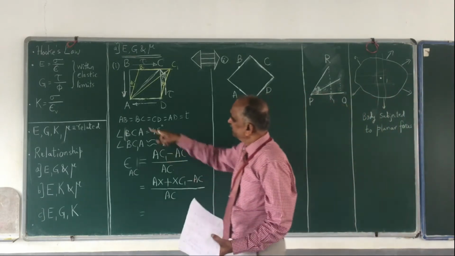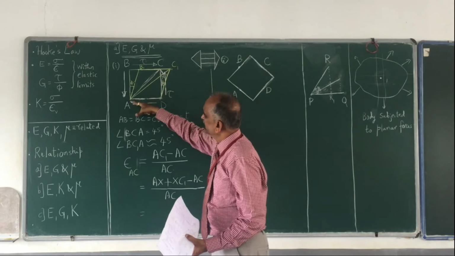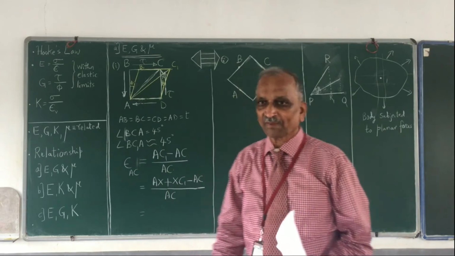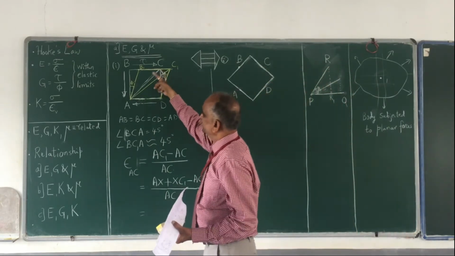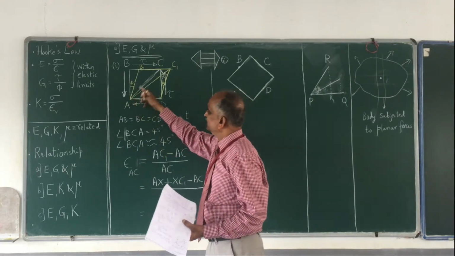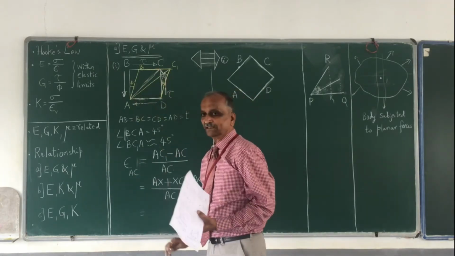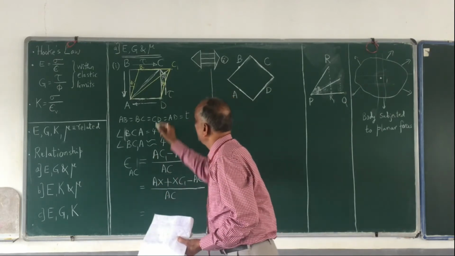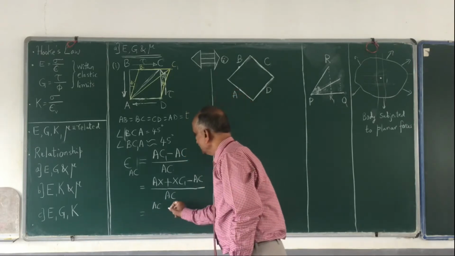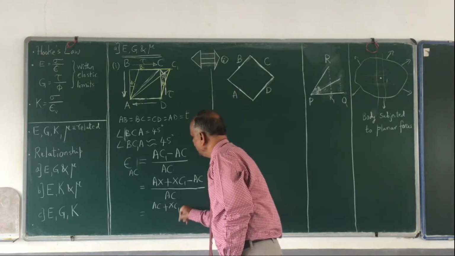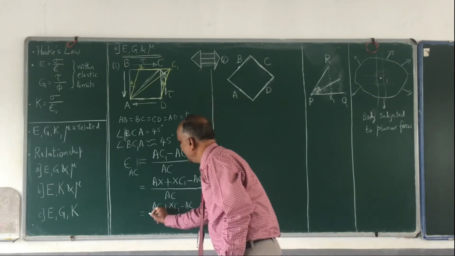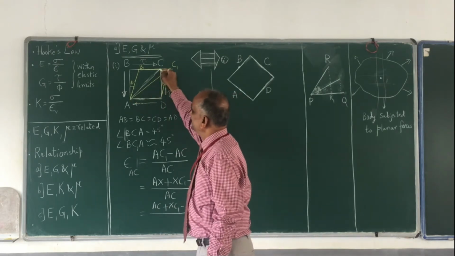So what I mean here is AC and AX, they are almost the same. The angle between CAX is very small. In that case, the distances AC and AX are almost the same, and therefore AX I can replace by AC, plus XC1, minus AC, divided by AC.